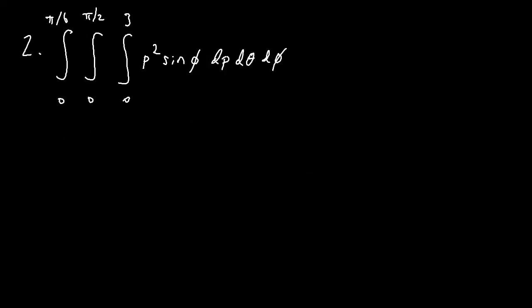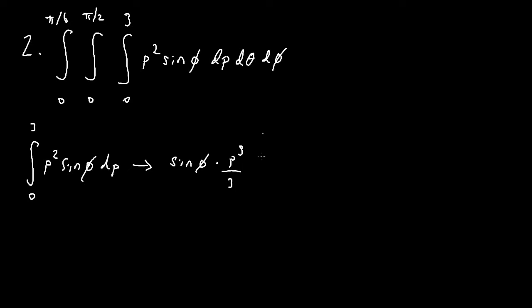So now for number 2, we have the triple integral from 0 to pi over 6, from 0 to pi over 2, and from 0 to 3 of rho squared sine phi, d rho, d theta, d phi. Now since we have the variables rho, theta, and phi, this tells us that we are in spherical coordinates, so we just have to evaluate now. If I write the inside integral from 0 to 3 of rho squared times sine of phi d rho, then when I integrate, sine of phi is just a constant, so we get sine of phi times rho cubed over 3.